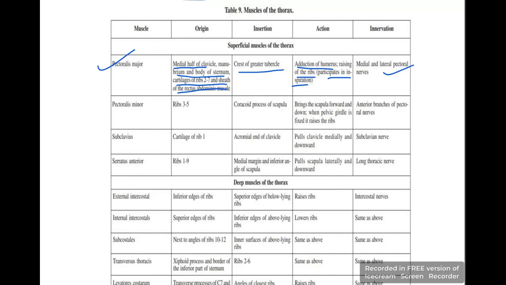Next is the pectoralis minor. Now, its origin is ribs 3 and 4 and insertion is the coracoid process of the scapula. And action is that it brings the scapula forward and downward. When the pelvic girdle is fixed, it raises the ribs. Its innervation is the anterior branch of the pectoral nerve.